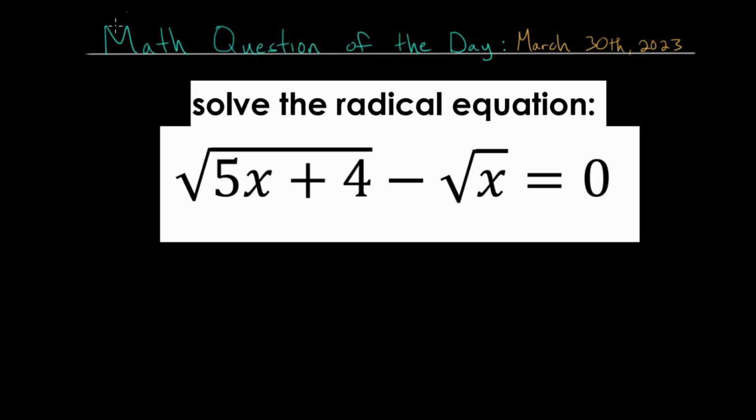In this video, I'd like to talk about the math question of the day for March 30th, 2023. And with this problem, we need to solve this radical equation. We have the square root of 5x plus 4, and we're subtracting the square root of x, and all of this is equal to 0. So we need to determine the x values such that this equation simplifies to 0.